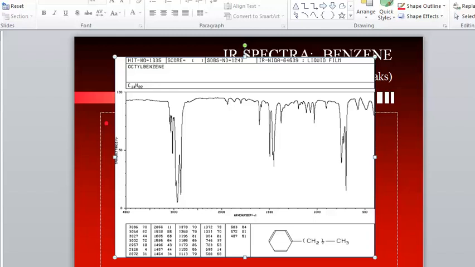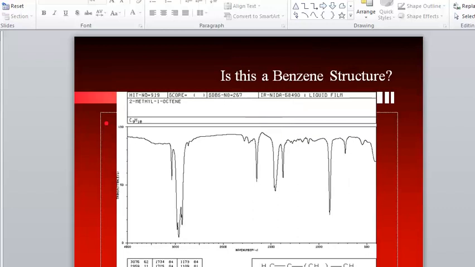At 1,500, I come up, I see a spike. At 1,600, I come up, I see a spike there. They're not as deep as the previous ones are, but we know that there's going to be some wiggle room associated with those. So I see the presence of both of those peaks. I'm going to call it an aromatic, possibly, and I can put my money on it.